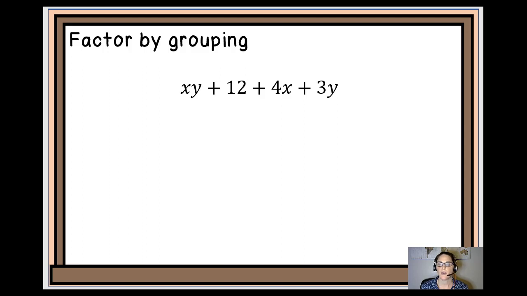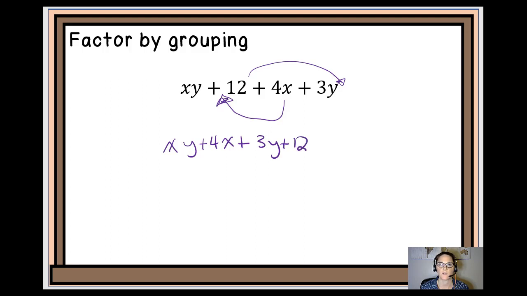Okay, let's look at our next example. So this time we actually will have to do some rearranging for our terms. So I need to get a common factor for the xy. So I could move either the 4x or the 3y. I'm going to start by moving the 4x. Sometimes we guess wrong the first time. And I'm going to move my 12 over to the other side. So I have xy plus 4x plus 3y plus 12. The signs stay the same because there is no equal sign that we're moving things across. So we don't need to worry about switching any signs here. The signs just stay the same.